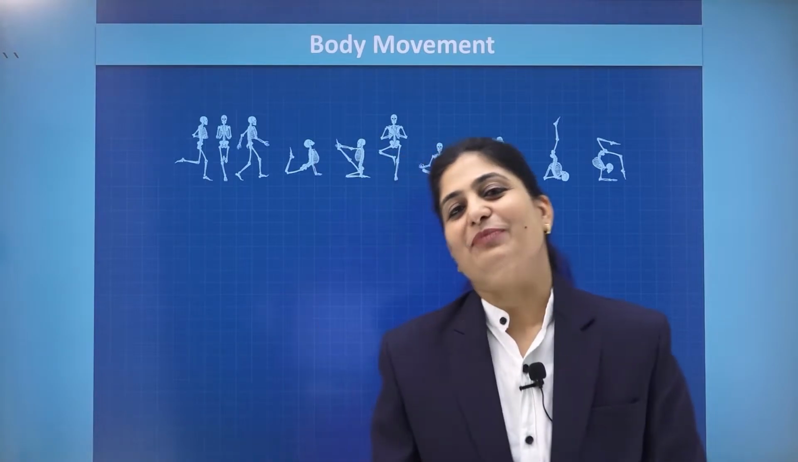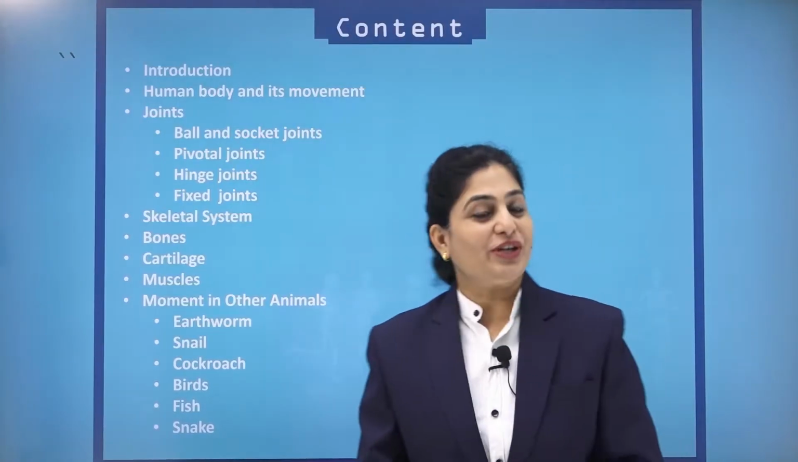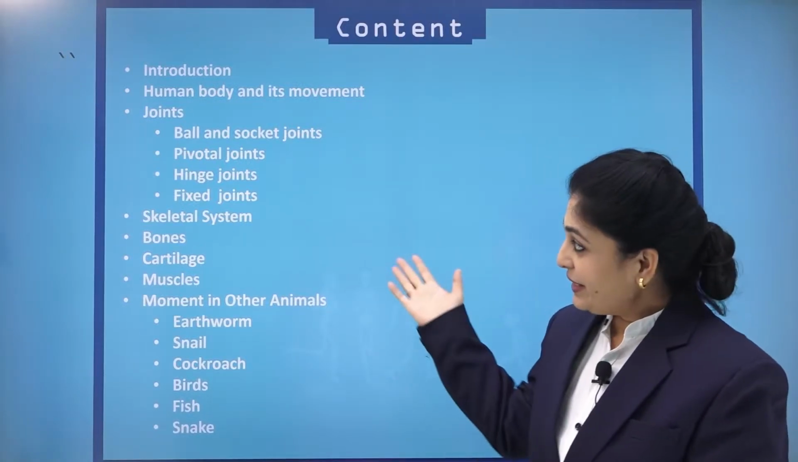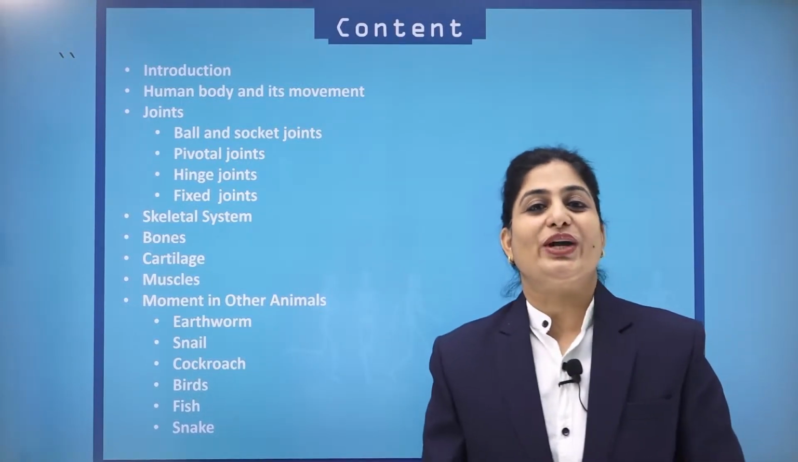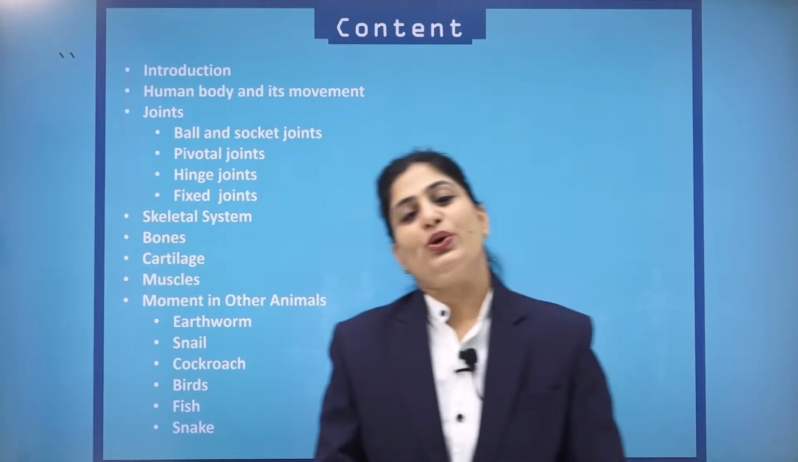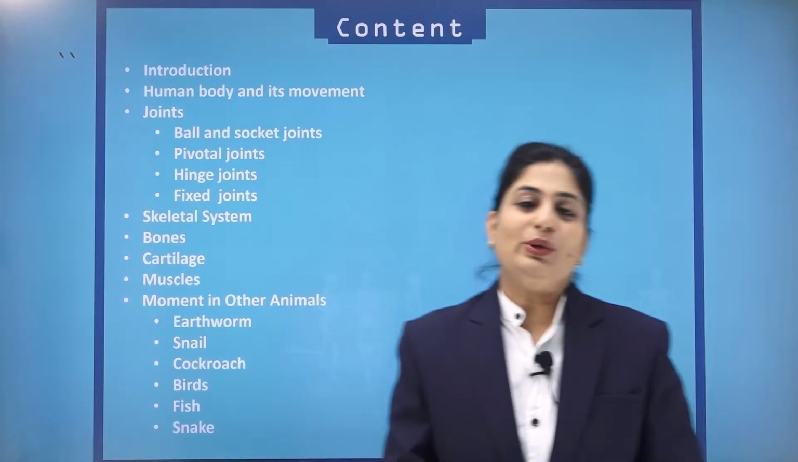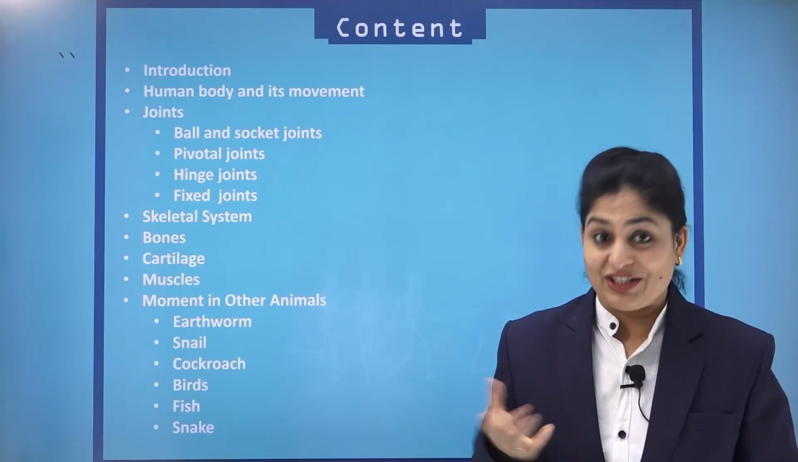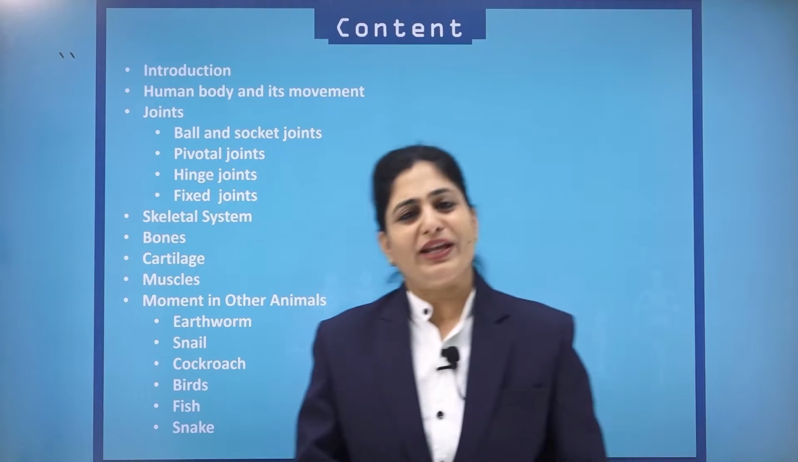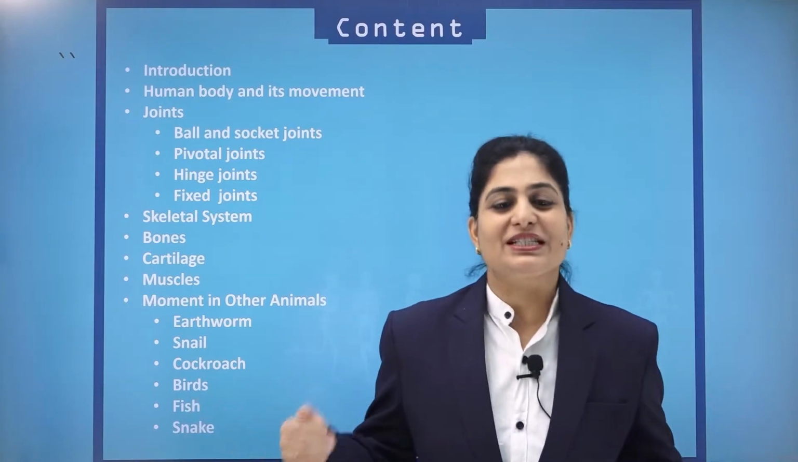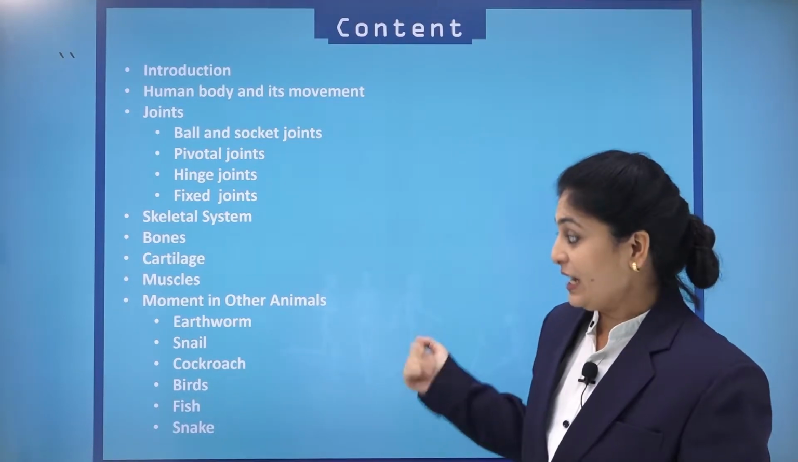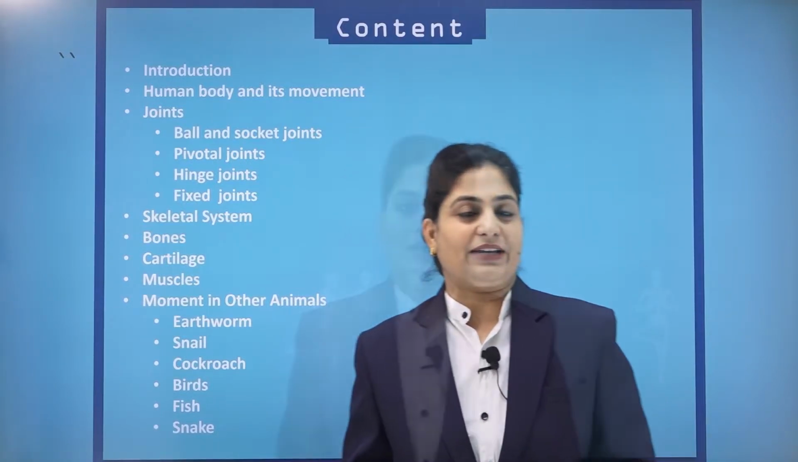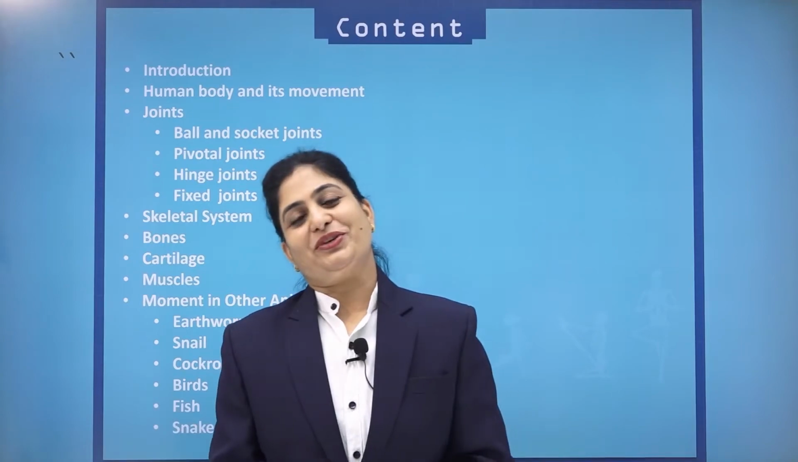Here in this chapter we'll discuss the introduction, various human body movements, and different types of joints like ball and socket joint, hinge joint, pivotal joint, and fixed joint. Then we'll discuss the skeletal system, which consists of bones, cartilage and muscles. And we'll discuss various types of movement in other animals like earthworm, snail, cockroach, birds, fish, snake, etc. So let us start with the introduction part.